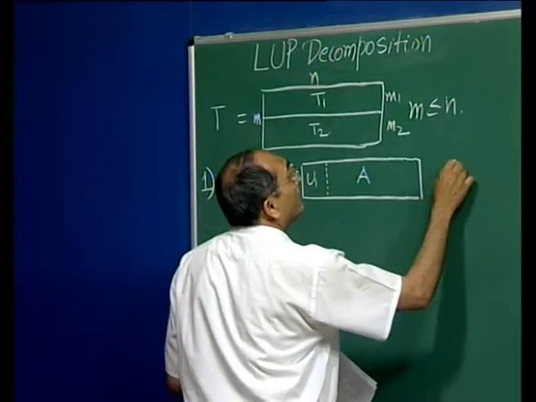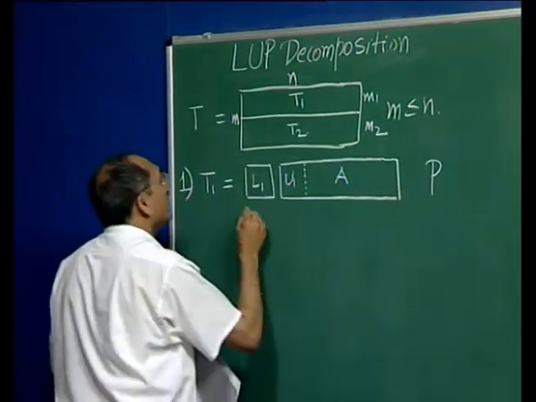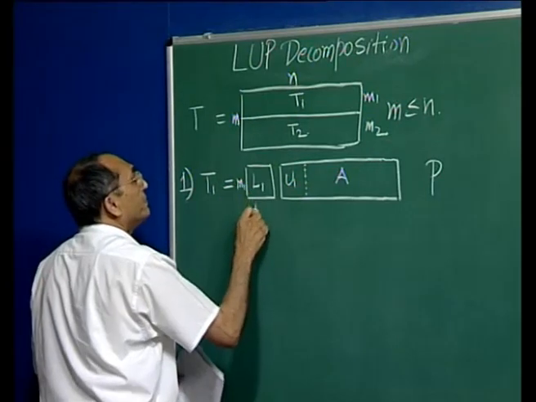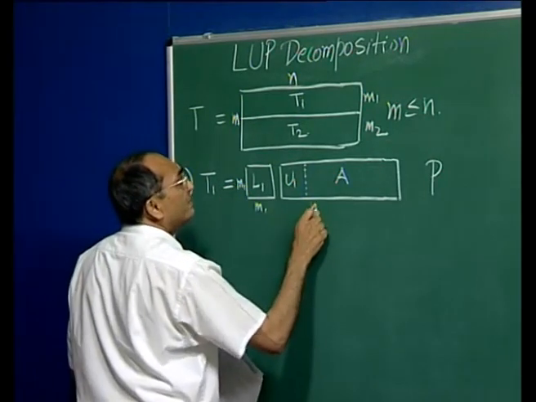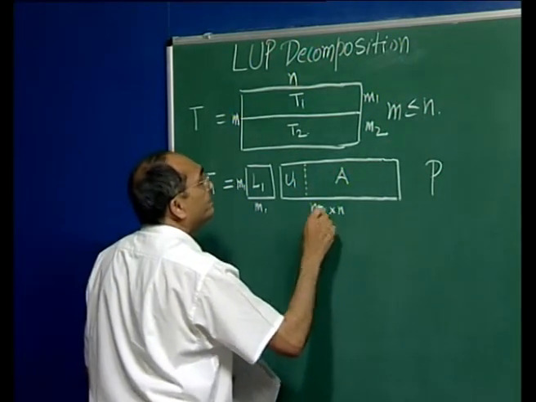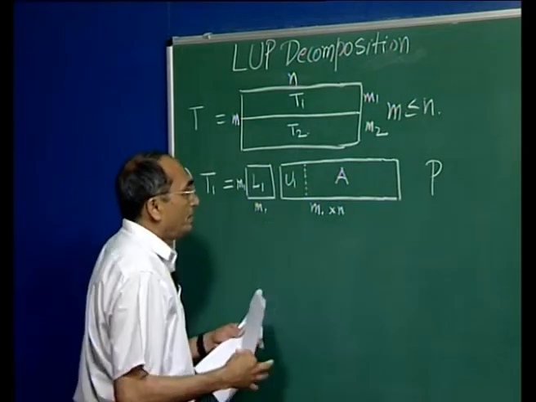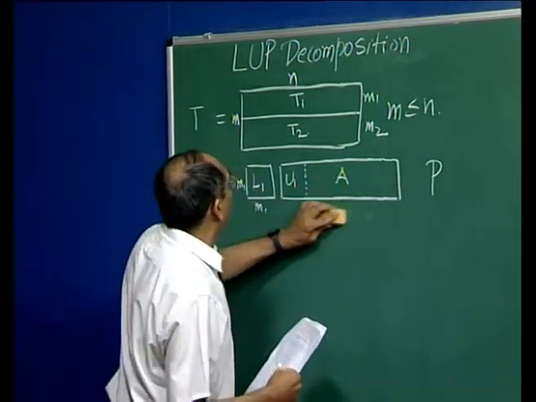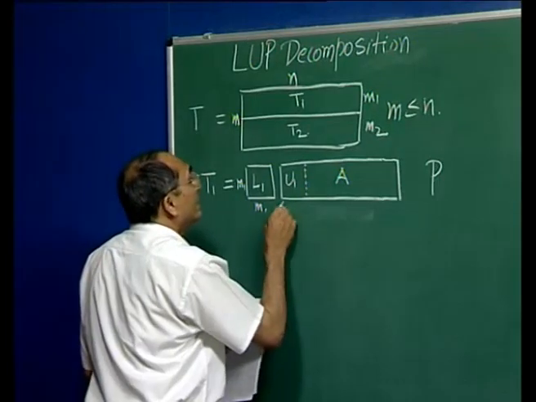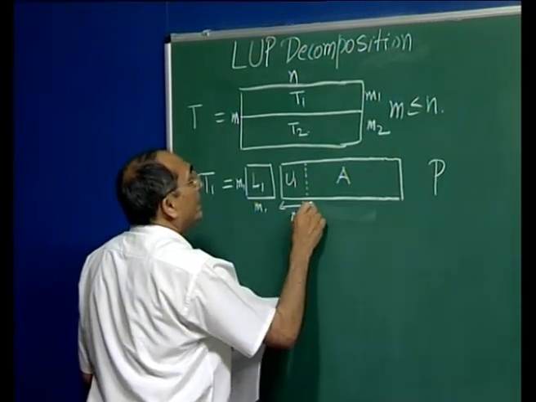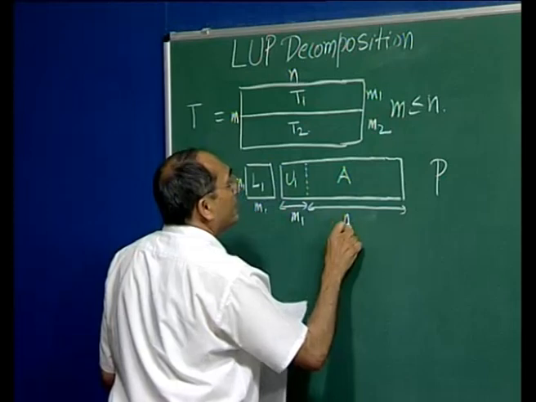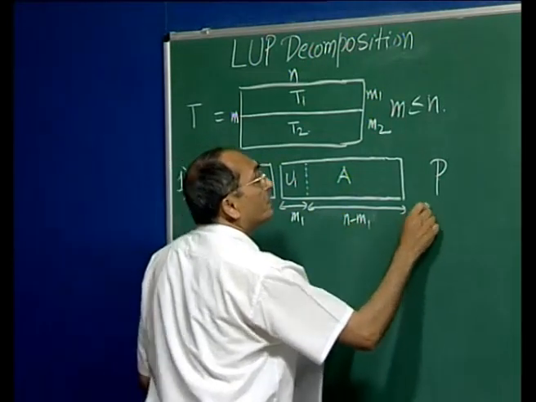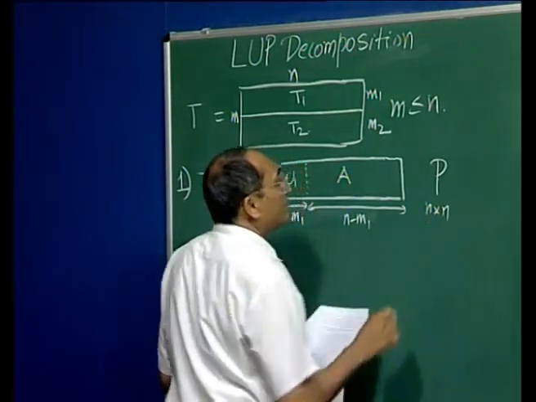And then we have a P matrix. Note that this is M1 by M1, this is M1 by N. Maybe I will split that. This is M1 and this is N minus M1. This is of course an N cross N permutation matrix.